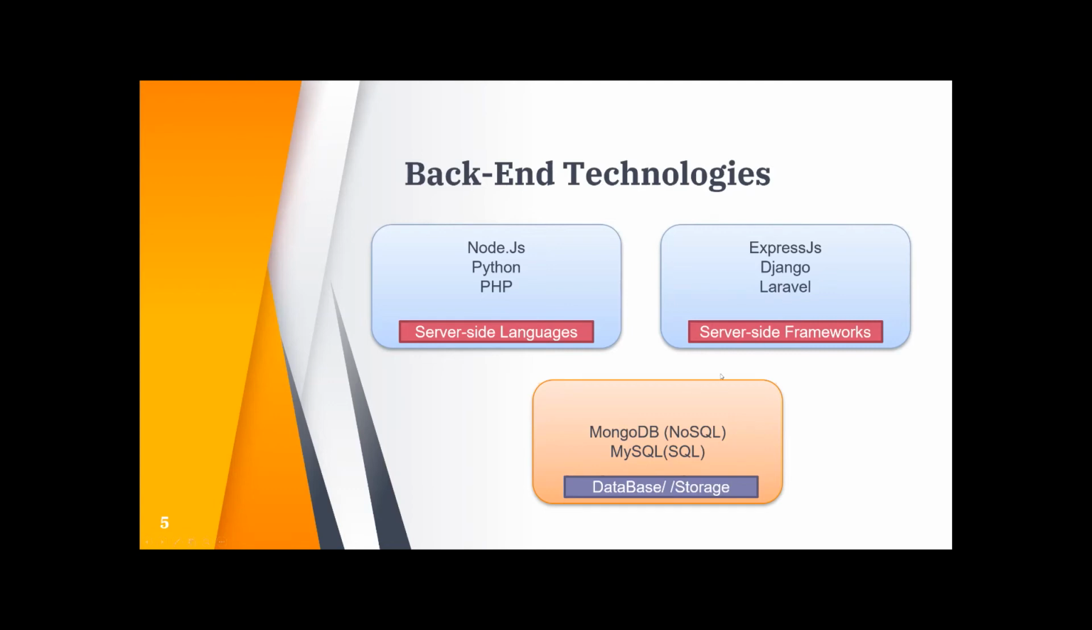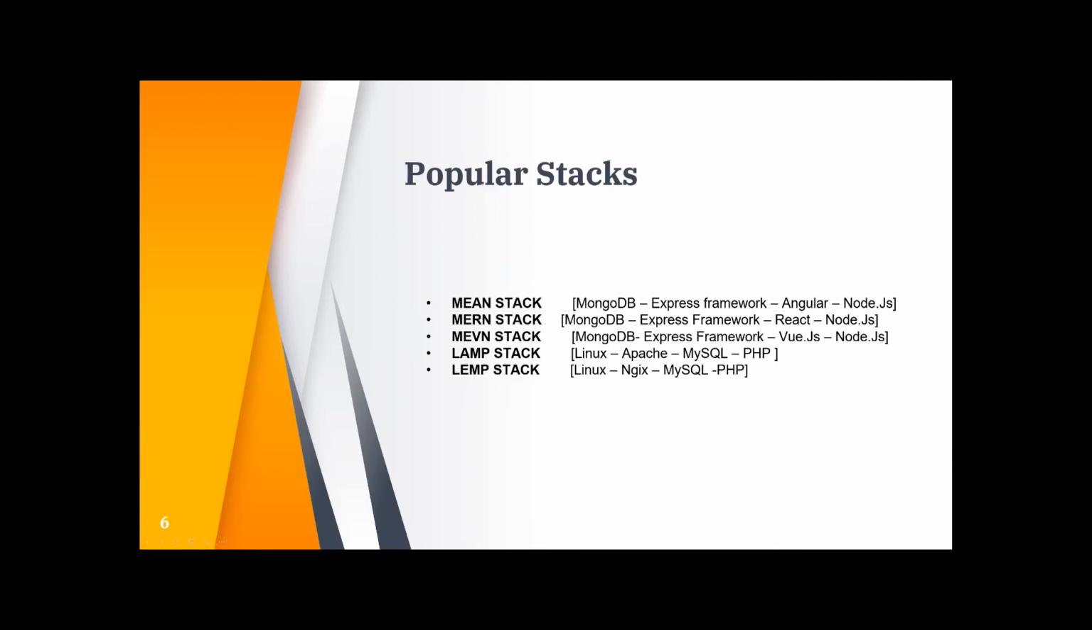And there are actually two types of databases: NoSQL databases and SQL databases. The most popular one for NoSQL is MongoDB, and the most popular one for SQL databases is MySQL. So that's it for the front end and the back end.